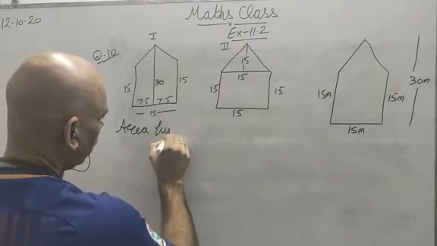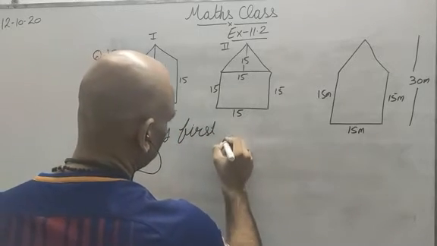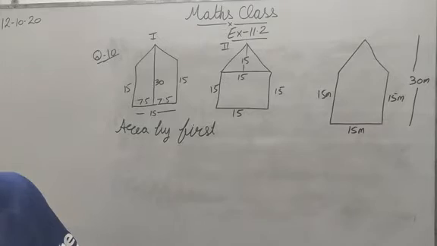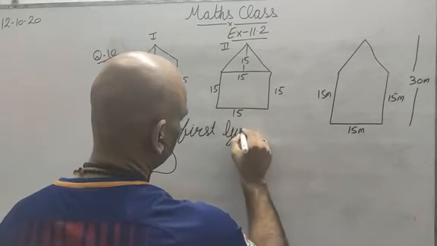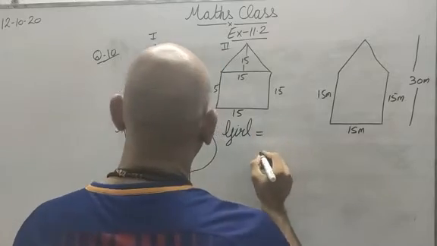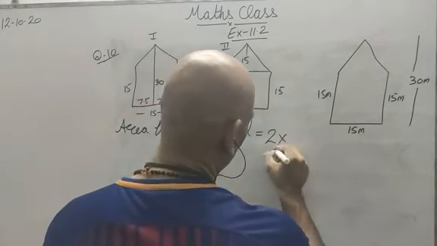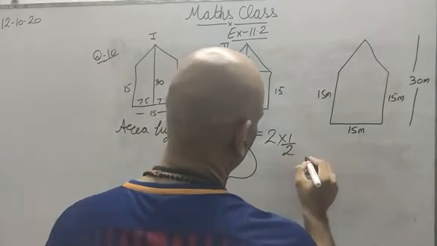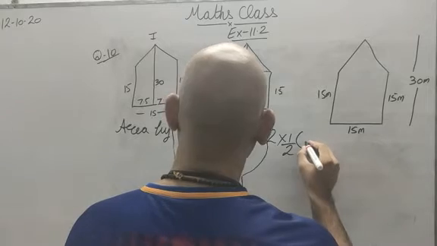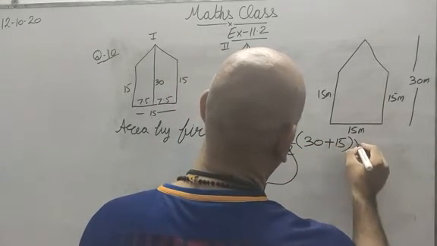Area by first girl, or we can write the name Jyoti. So we will have to find out the area of two trapezium. 2. Why this 2? Since we are having two trapezium. And the area of trapezium is half sum of parallel sides, that is 30 plus 15, and height is 7.5.